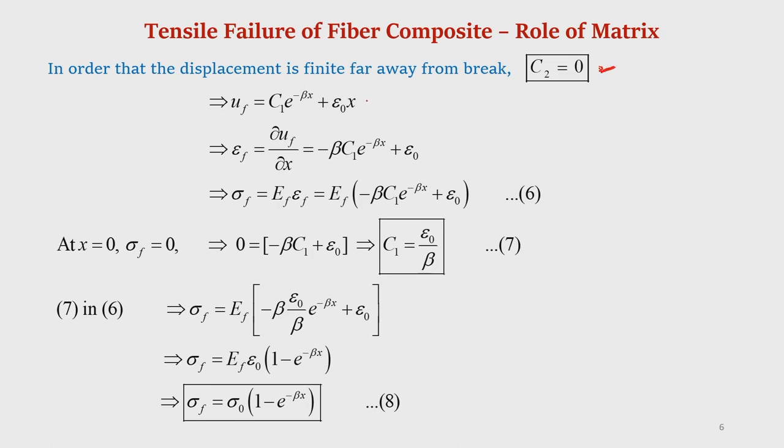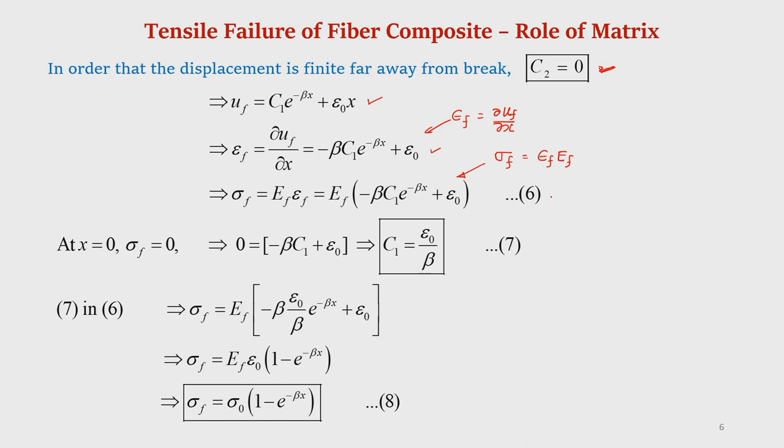Therefore, we get u_f is equal to c_1 e to the power minus beta x plus epsilon naught x. Now, again using the strain displacement relationship, we have epsilon_f is equal to del u_f by del x, because it is one dimensional stress strain. So whenever we are talking about epsilon, it is actually strain along x. Okay? So, we get this taking the first differentiation with x. Again, using the stress strain relationship, sigma_f is nothing but epsilon_f E_f. So, we get the stress in the broken fiber in terms of x.